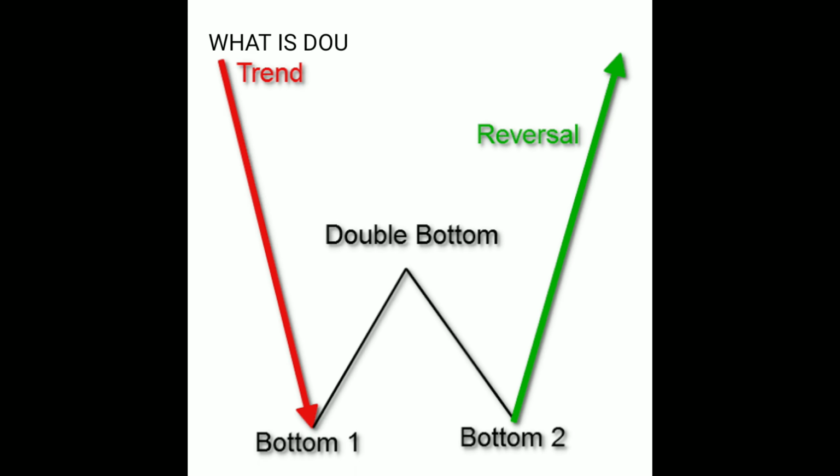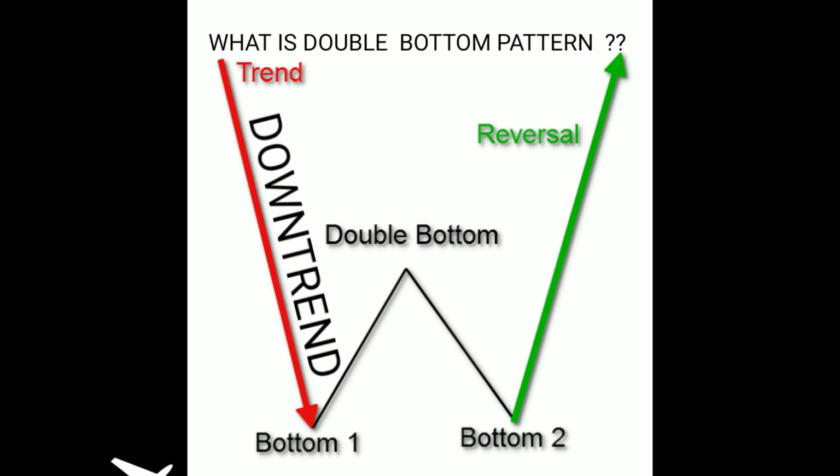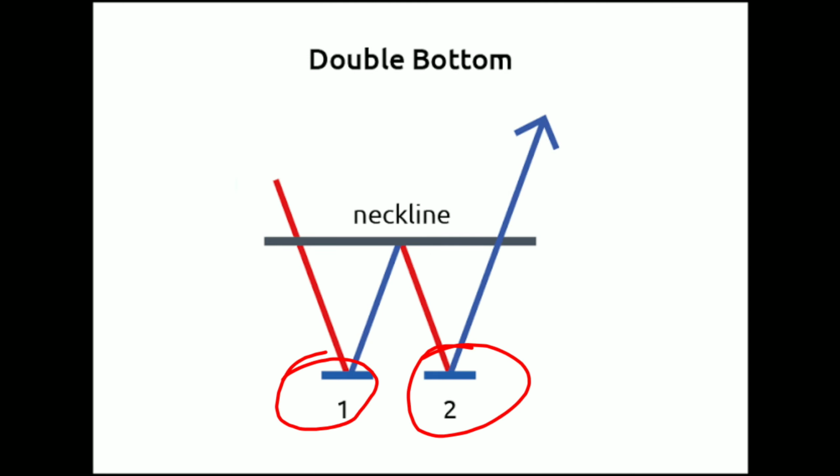What is double bottom pattern? A double bottom chart pattern is a bullish reversal chart pattern that is formed after the downtrend. This pattern is formed with two lows below its resistance level, which is also known as the neckline.